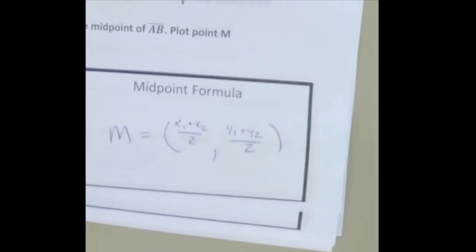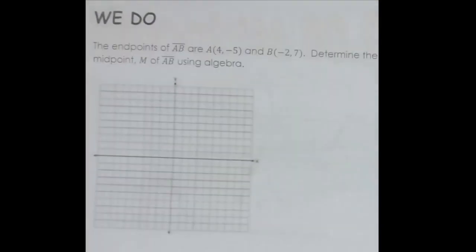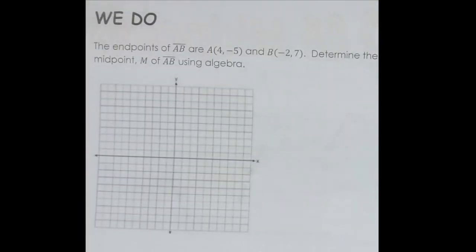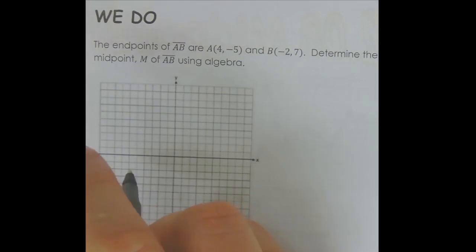All right, hopefully you have this formula down. We're going to flip to page 2. So on the we do, it says there are two endpoints, A and B. It wants us to find the midpoint using algebra. Now it gives us space to graph, but let's first try it with algebra.